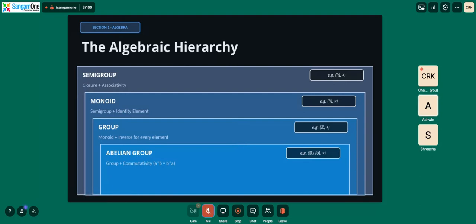What you see here is mainly the group's exclusive property, how it is different from the others. This is the hierarchy: semigroups, then monoid, then group, then abelian group. Here are the relevant examples, as you can see here. R is the real numbers, Z is the set of integers, and N is the set of natural numbers.